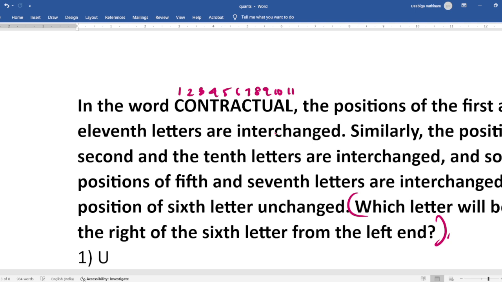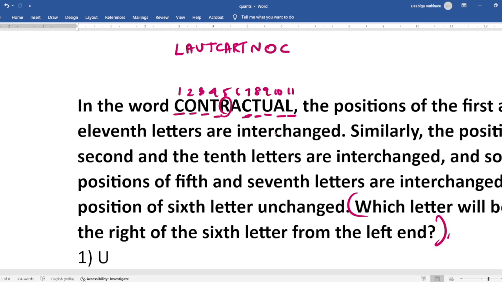They're interchanging 1 and 11. With 1 and 11 interchanged, we'll get L and C. With 2 and 10 interchanged, we'll get A and O. With the 3rd and 9th positions interchanged, we'll get U and N. The 4th and 8th positions just remain the same because the letters are the same. And we have to do the interchanging up to the 5th and 7th, so this will become C and R. The center one, the 6th, will remain the same.